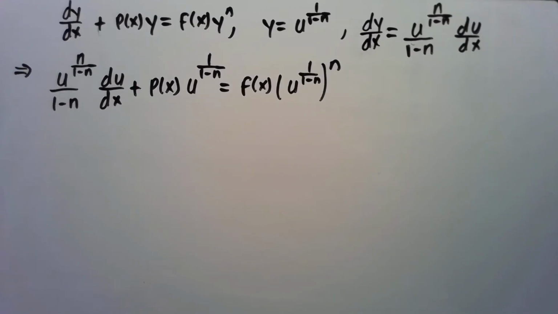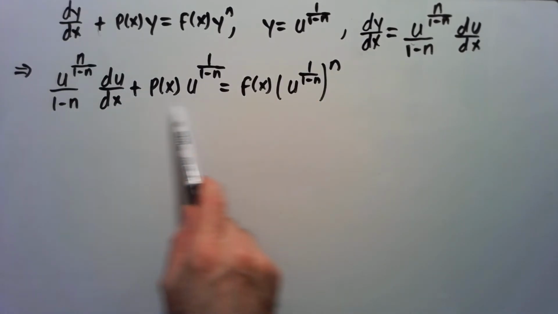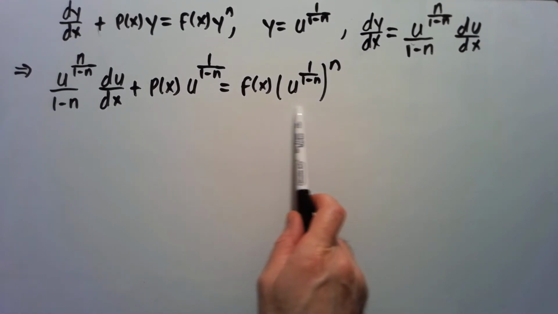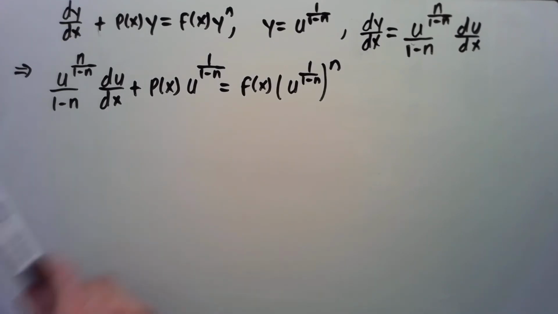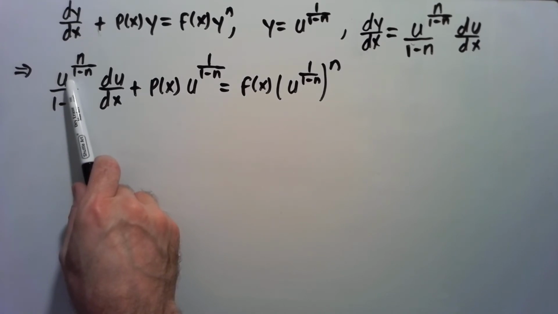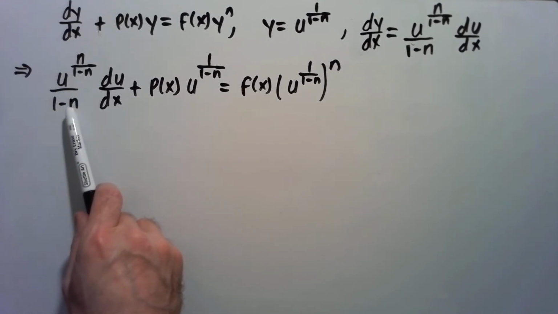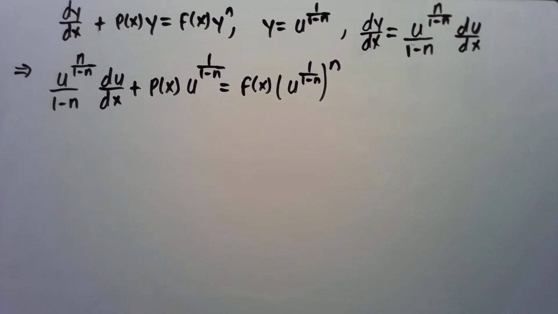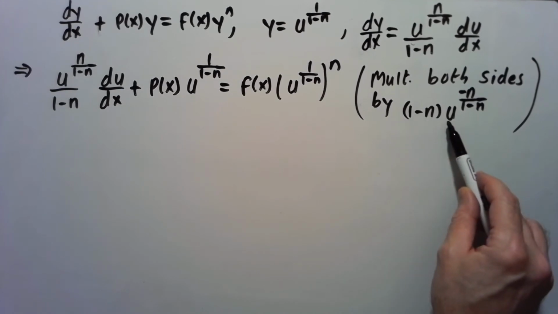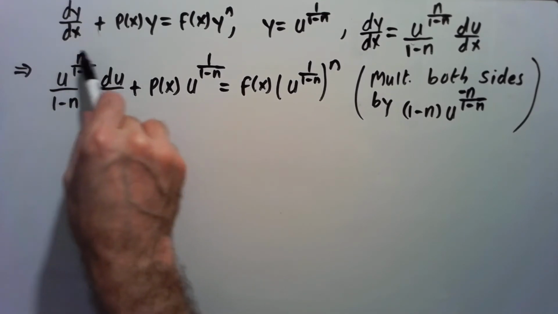Okay, so after making the substitution, so again here's the original differential equation, here's our substitutions. So making those substitutions into this guy over here, we get this new differential equation. And I want to show this new differential equation is actually a linear differential equation. So I want to get rid of this u term in front here. Let's multiply both sides by u to the minus n over 1 minus n, and also by 1 minus n. So let me write that over here. So we're going to multiply both sides by 1 minus n times u to the negative n over 1 minus n. So I want to get the du/dx term by itself here, the coefficient in front to be 1.